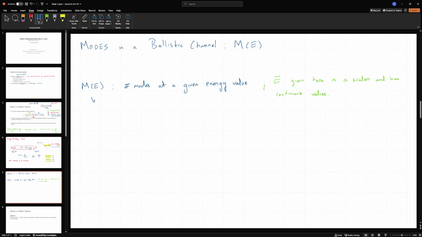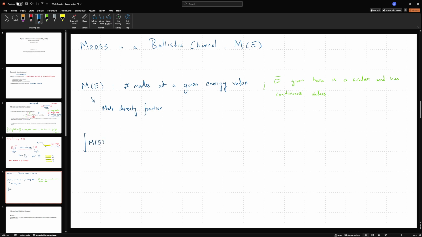So I shall refer to this as the mode density function. Once again, this is a density function. So one should not think that these are the actual number of modes available at an energy. In fact, the number of modes that we have is more precisely given by this quantity.